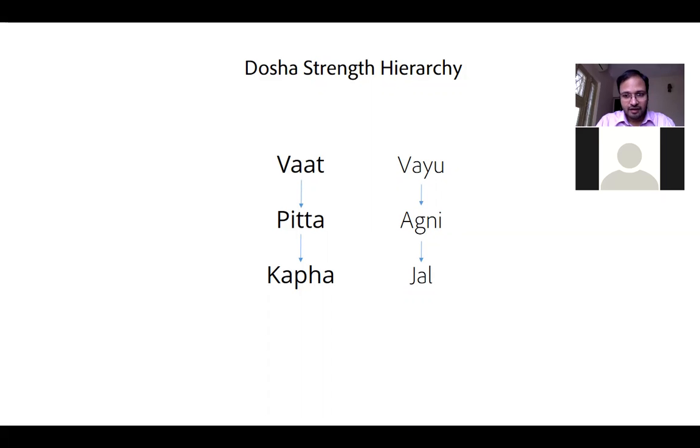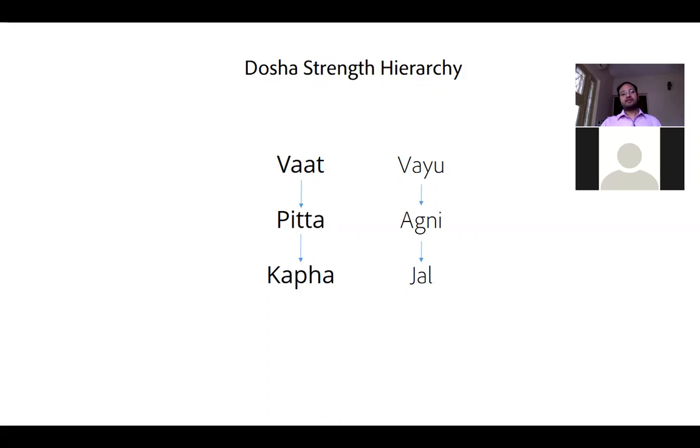And although Pitta is composed of Agni and Jal, the dominant factor that results in perturbation of Pitta, or the effects of Pitta upon the body and the mind, is Agni. So after Vayu, it is Agni that is the most dominant and strongest of all the five elements that we see. Moving downwards is Kapha, and Kapha, as we know, is a combination of Jal and Prithvi.